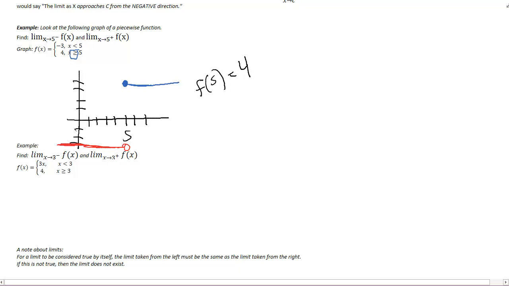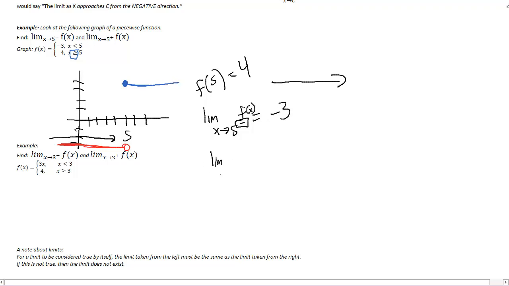So now I have to find the limits. The limit as x approaches 5 from the negative direction of f of x. What's that equal to? Well, it would have to be either -3 or 4. Now we're coming from the negative direction, going towards the positive. That means we are going from the left to the right. So coming from the left to the right, we find that it is approaching a value of -3 at the point 5, even though it never actually gets to -3 because it's an open circle. It's still approaching -3 from the left.